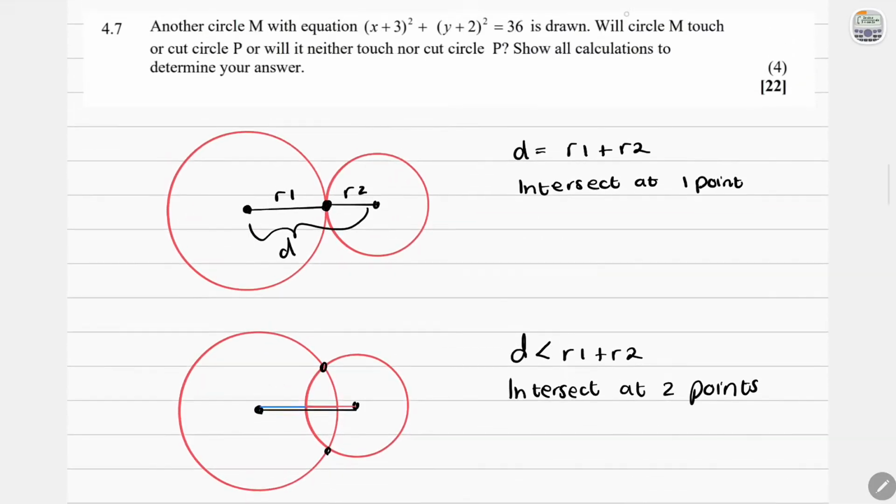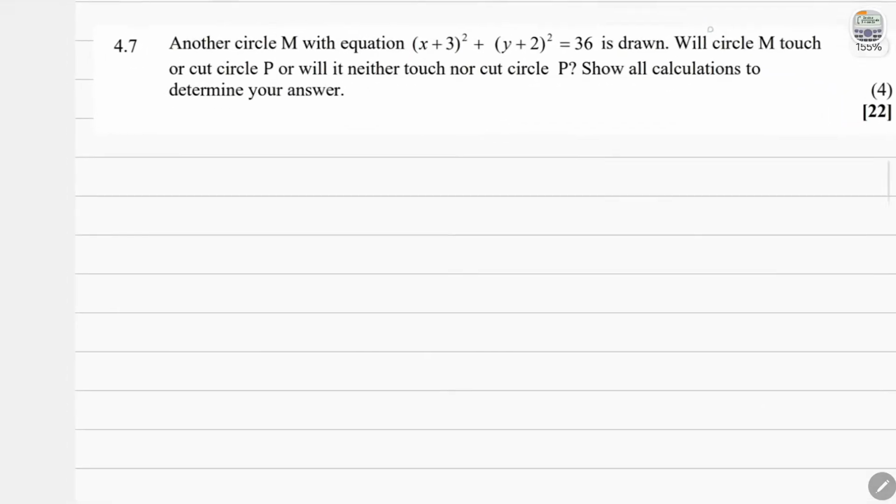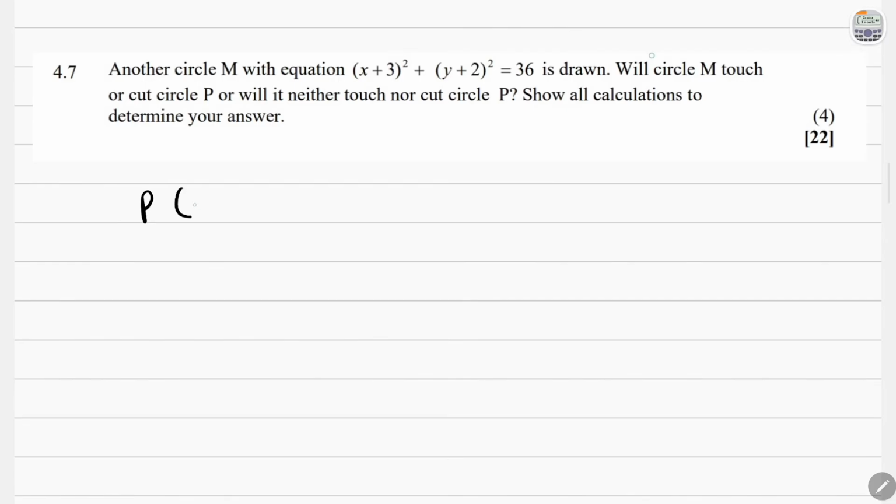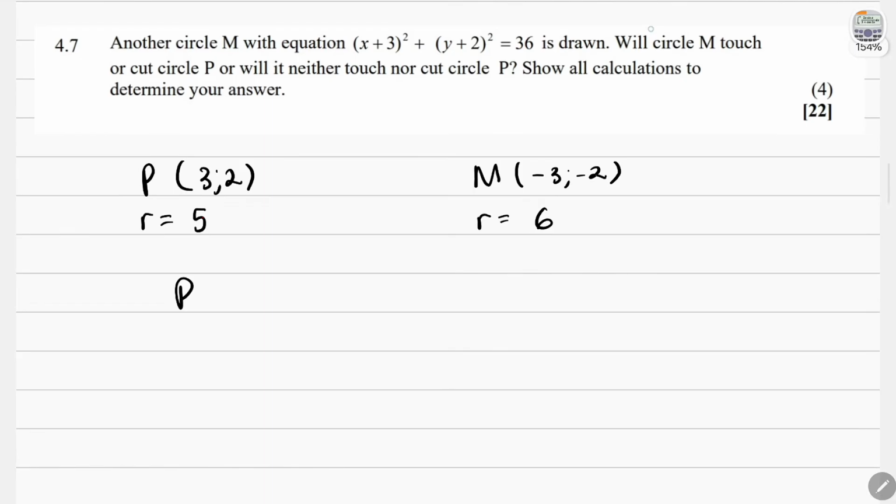Okay, so let's go ahead and find this. Let's look at each circle. So we have the circle with center P, and its center is (2, 2), and we knew that the radius was 5. And then the circle with center M that we have here, the center is (-3, -2), and we can see that r squared is 36, meaning the radius itself is 6. So let's find the distance between their centers, and then we'll add the radii.